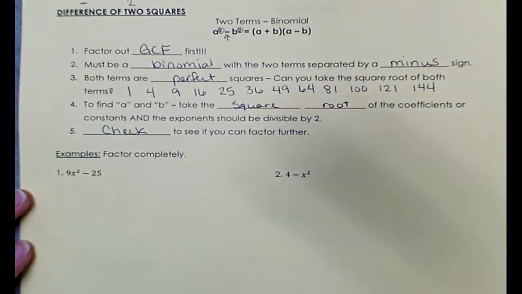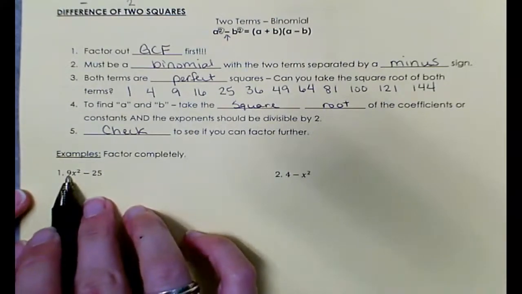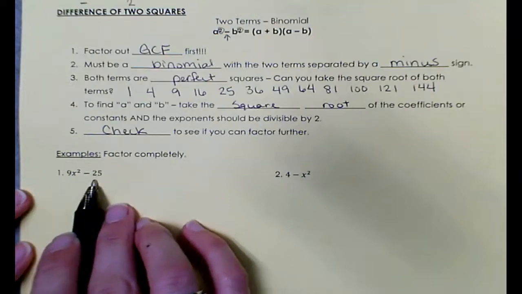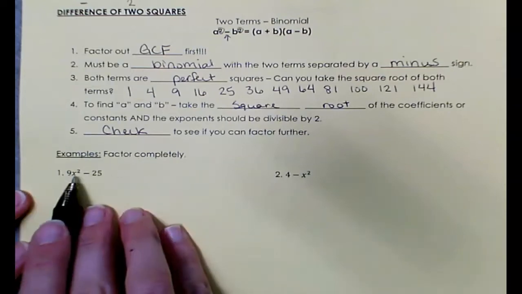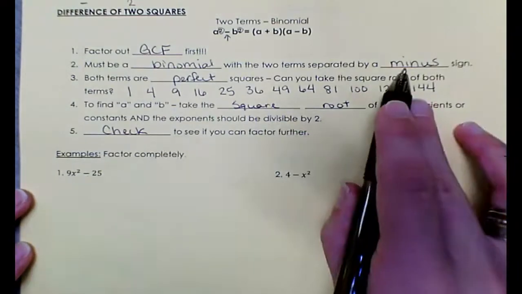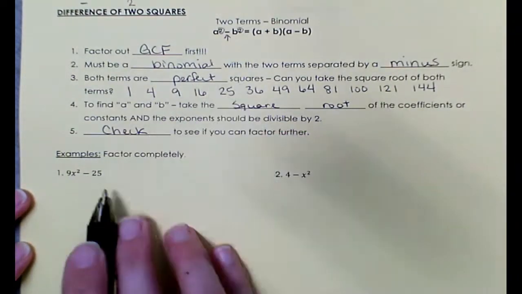So let's look at example 1. Let's factor out a GCF first if there is one. So 9 and 25: 9 is divisible by 1 and 9, 3 and 3. 25 is divisible by 1 and 25, and 5 and 5, right? So there are no common factors that I can take out other than 1, and that's not going to do anything. It's a binomial, check. Separated by a minus sign, check. Both terms are perfect squares, check.